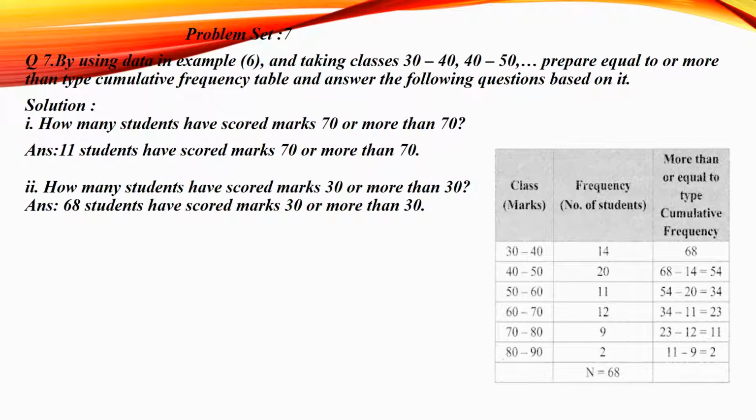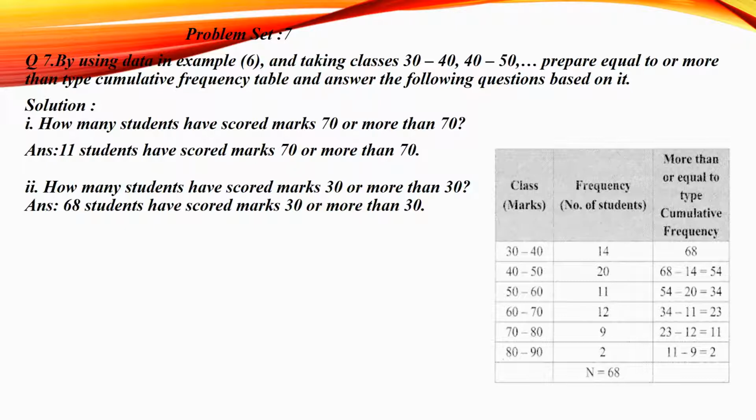Now, what is the question? How many students have scored marks 70 or more than 70? Now, when we get this type of questions, we have to use the cumulative frequency, which is more than type. Now, 11 students have scored 70 or more than 70. From the class 70 to 80, we have got the more than type cumulative frequency. The number is 11.